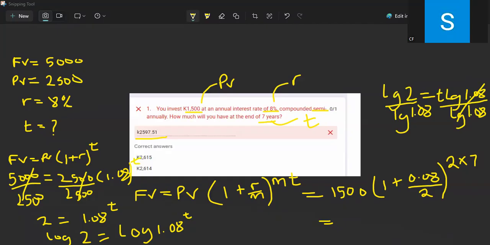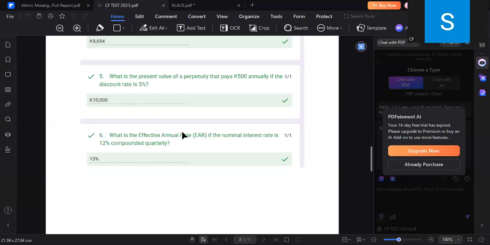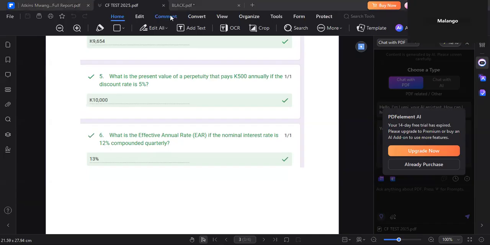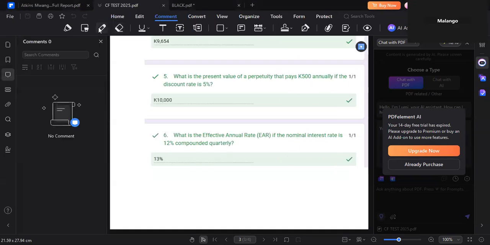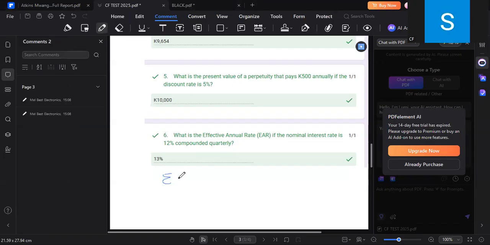Okay, so before I go to present value, I spoke about this one. Who remembers what is the effective annual rate if the nominal rate is 12% compounded quarterly? Who remembers how to calculate this? The formula for effective annual rate? Open bracket 1 plus r over m, open brackets, the power m, minus 1. Correct.